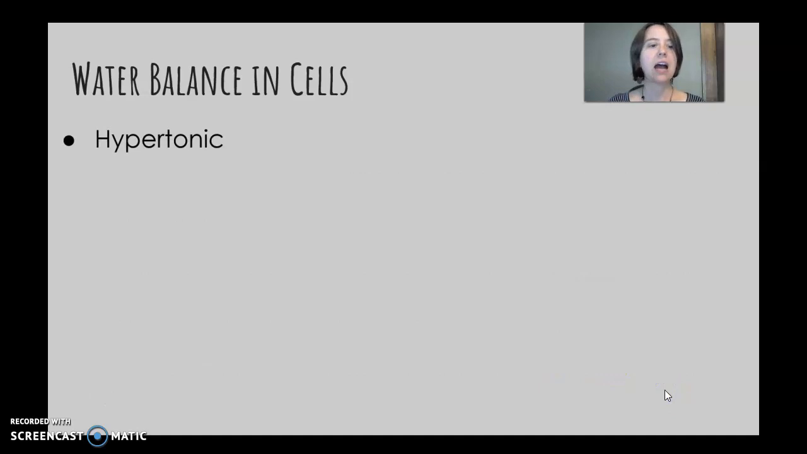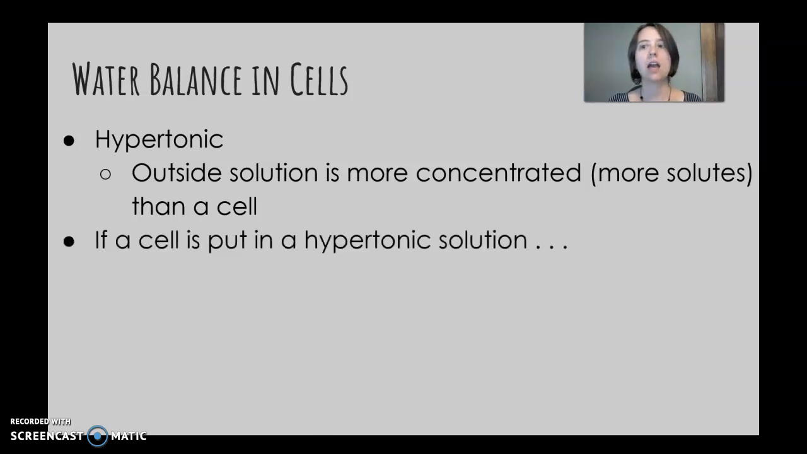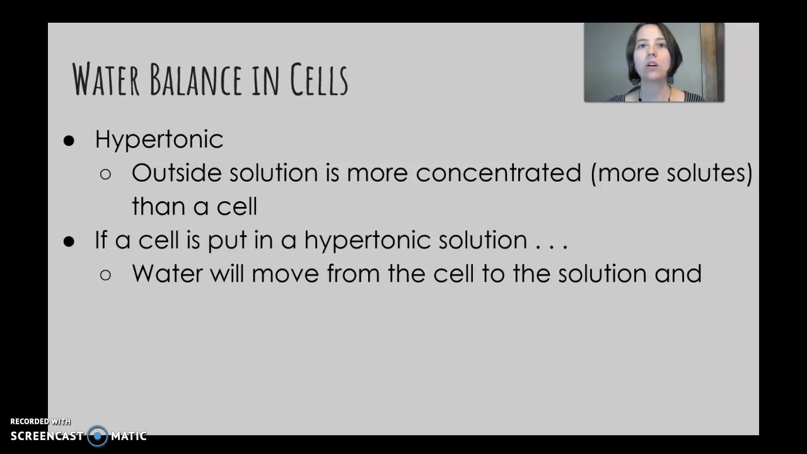On the flip side, hypertonic means a higher solution. So the solution outside of the cell is more concentrated; it has more solutes than inside of the cell. If you put a cell in a hypertonic solution, we know that water goes from high water to low water, and low water means there are lots of solutes, and there are lots of solutes outside of the cell. So the water is going to move from the cell out into the solution, and then that cell will shrink and die.